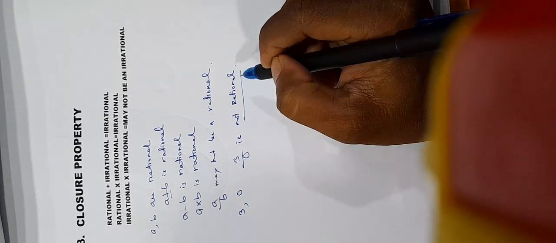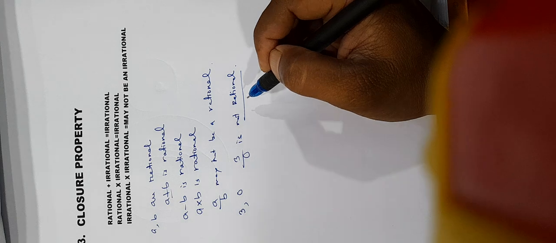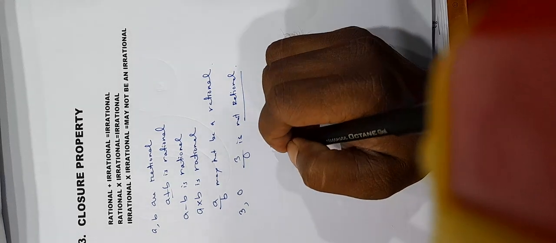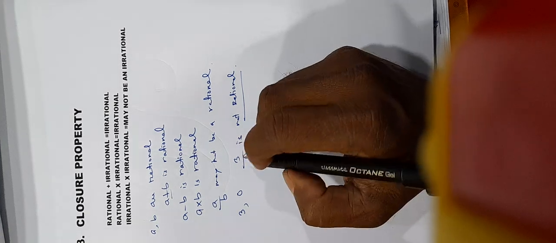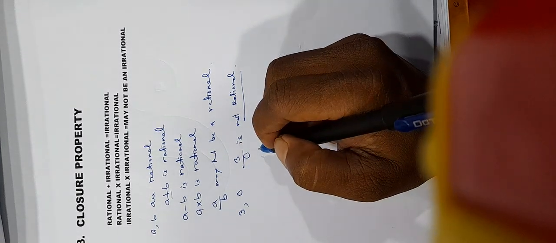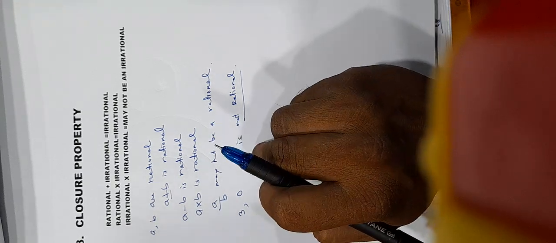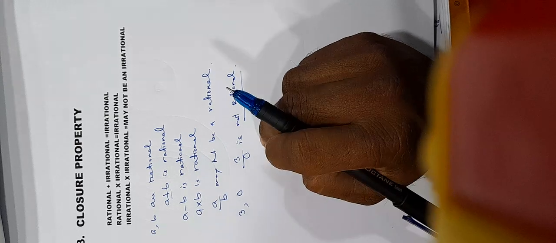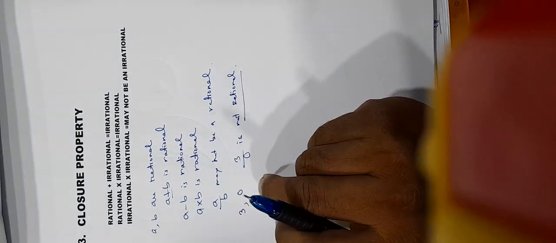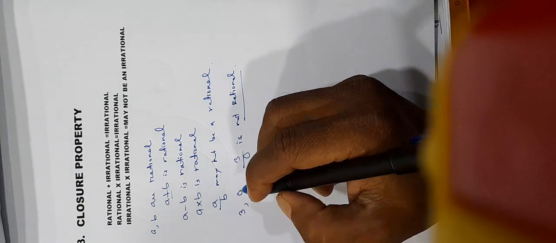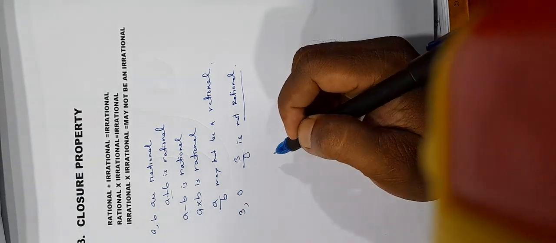In the definition of a rational number, we find that a rational number can be expressed in the form p by q, where q is not equal to 0. That means the denominator should be a non-zero integer. Now it's 0. 3 by 0 is not defined actually. 3 by 0 is not a rational number, so we come to know that the quotient of two rational numbers may not be a rational number.